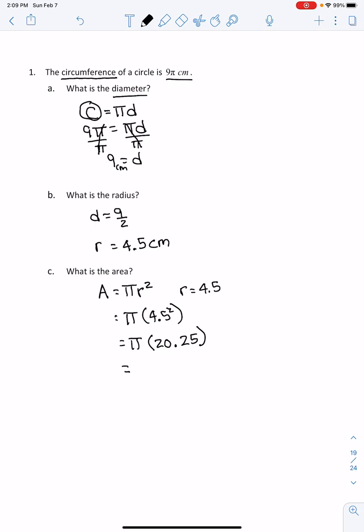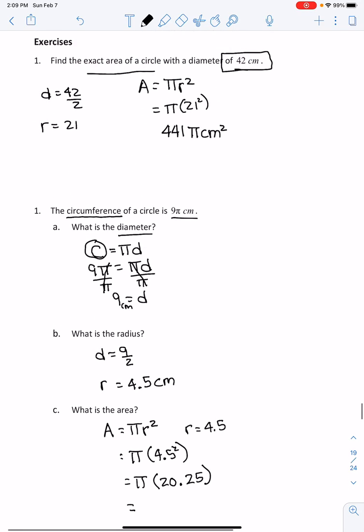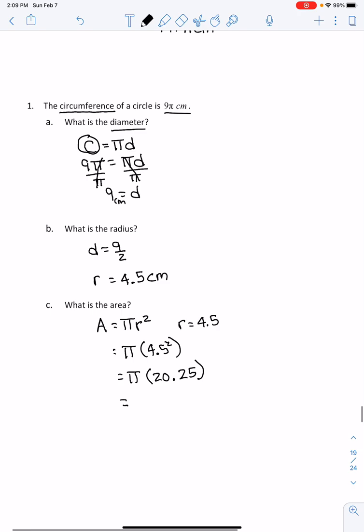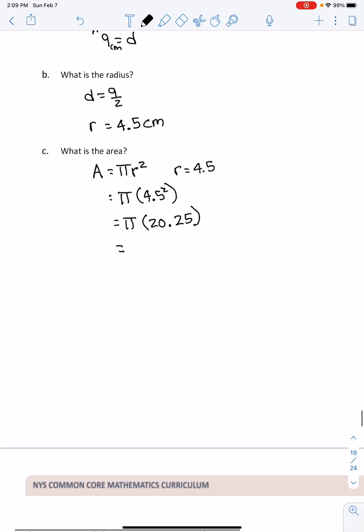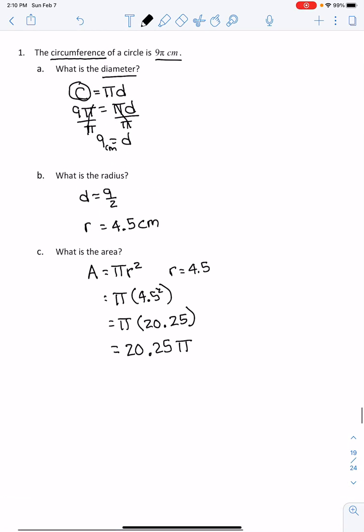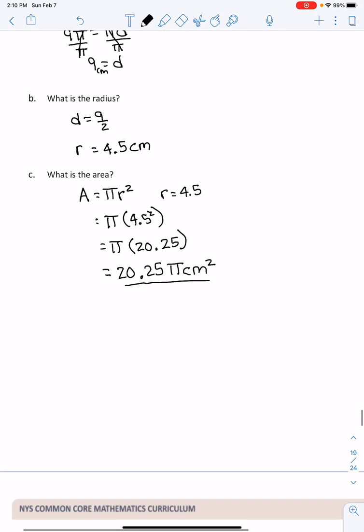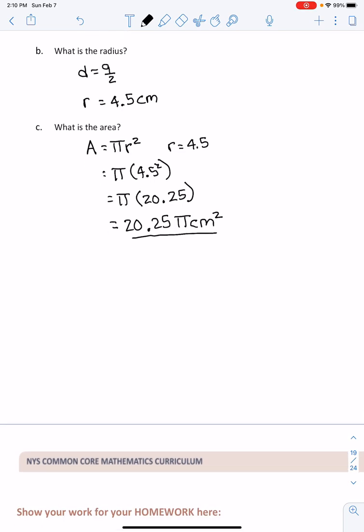And because, again, we are finding the exact area, we are leaving it in terms of pi. So we have 20.25 pi. And again, I'm going to double check to see. We have centimeters. So it's centimeters squared. So this would be our answer. And that ends our lesson.